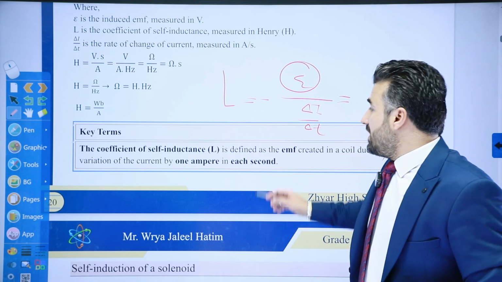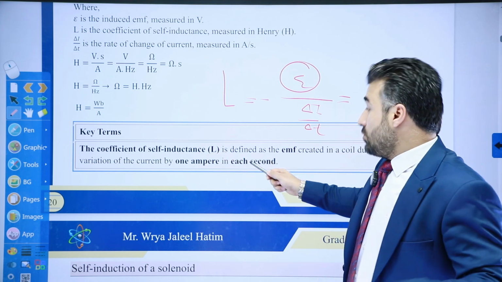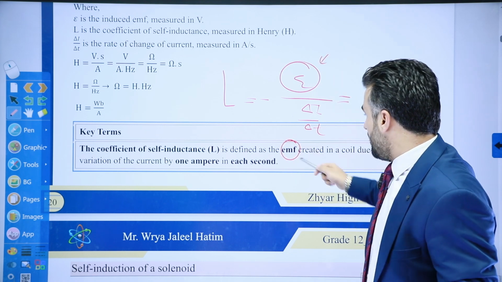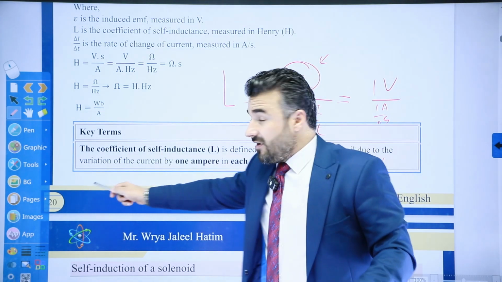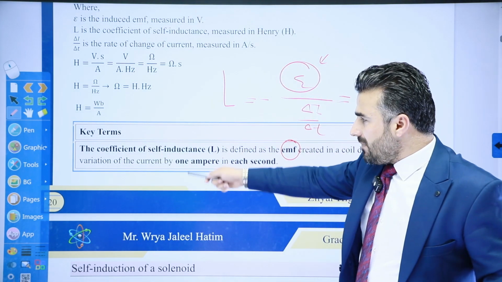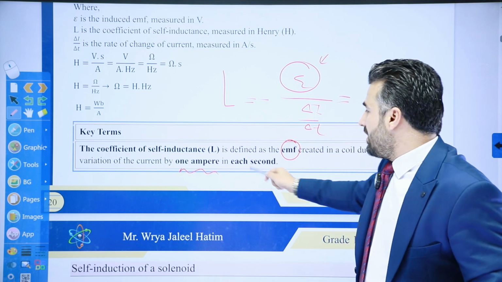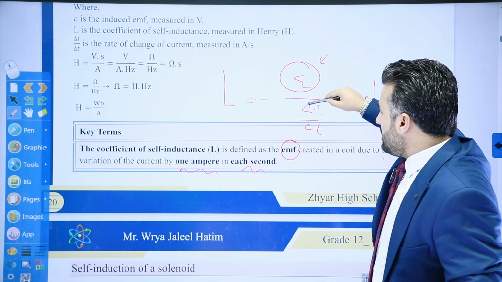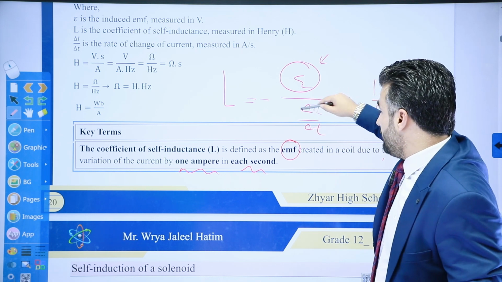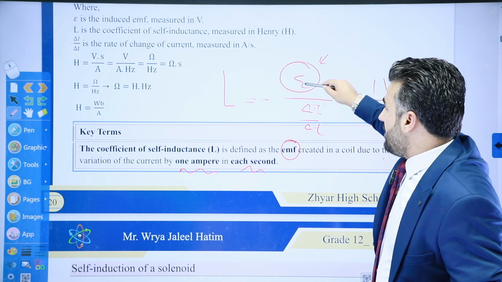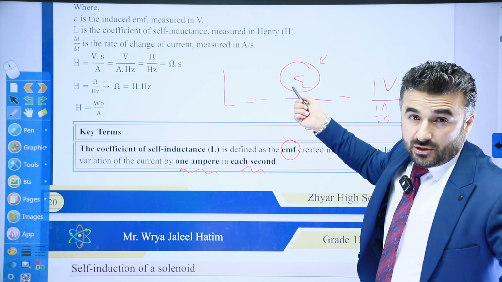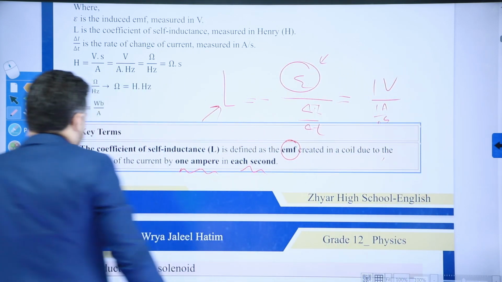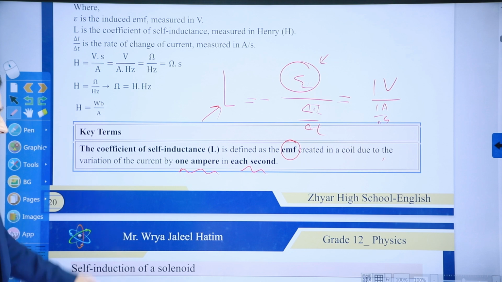So once again, we can say the coefficient of self-induction, or inductance, is defined as the electromotive force that is created in a coil due to the variation of the current by 1 ampere in each second. And that of course comes from this one here. When a current of 1 ampere per 1 second changes, we can have an induced electromotive force here. And this is basically how you can define the coefficient of self-inductance.